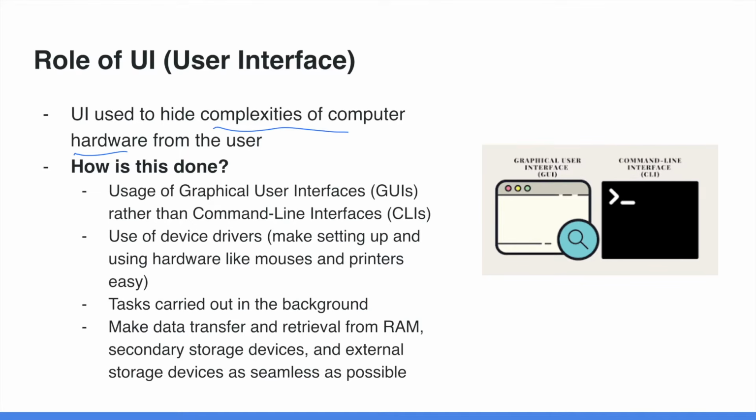So there are a few ways in which the user interface can be used to hide complexities of computer hardware. The first is what we just talked about, which is the use of graphical user interfaces rather than command line interfaces. Graphical user interfaces being those things you can see on the monitor, and command line interfaces being represented by things like the terminal or the command prompt, where you're mainly just typing in lines of text to make things happen on your computer. The second way is through the use of device drivers.